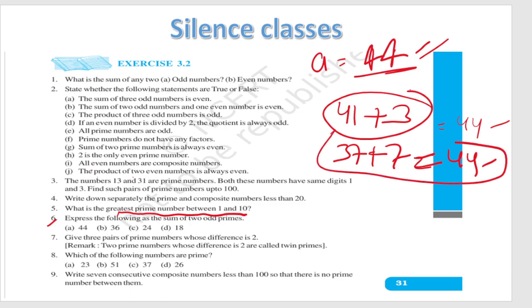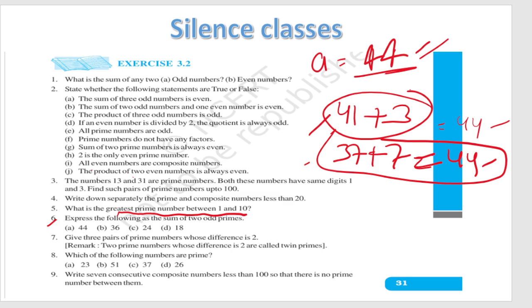Okay, like this we can make more numbers, but it is not mentioned over here how many numbers we have to express. It says express the following as the sum of two odd numbers. So we can write only one or we can write only two. Okay, so like this we can do.